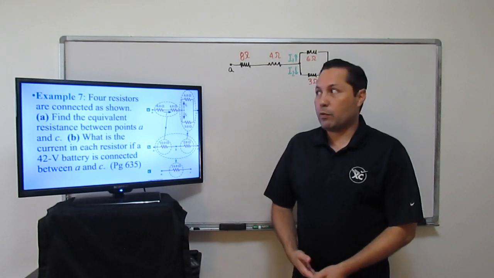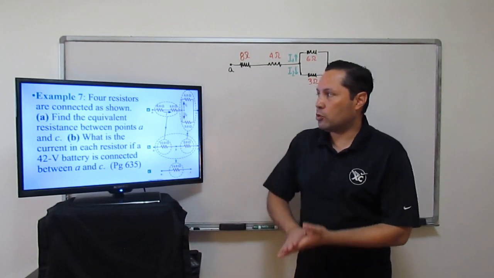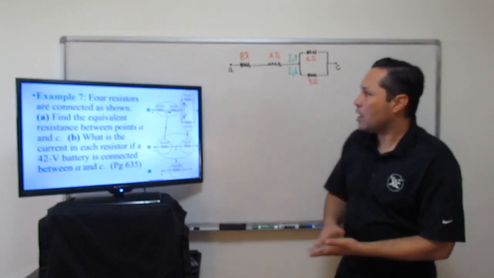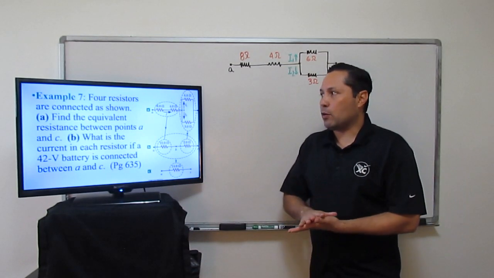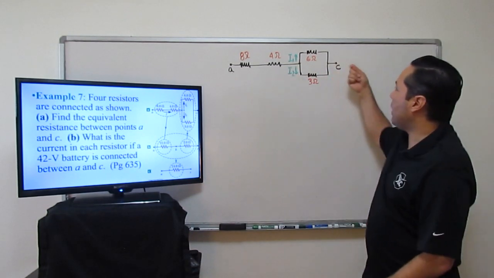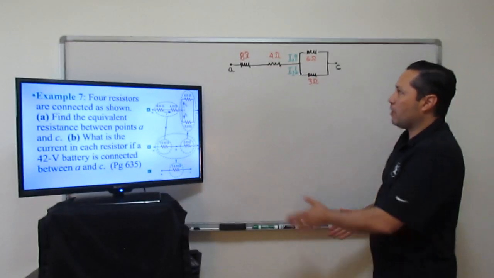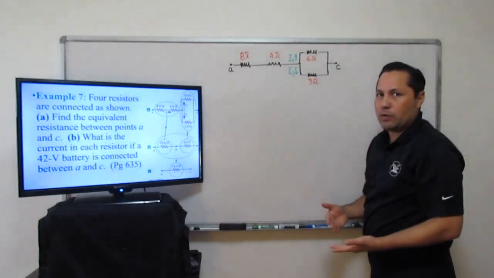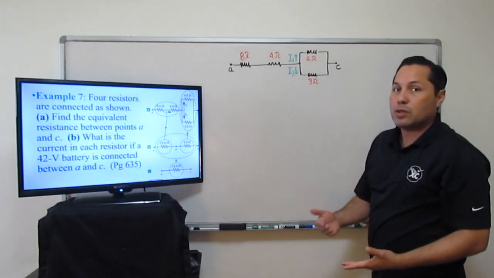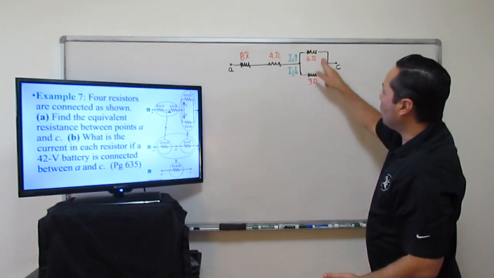In example 7, we're asked the following question. 4 resistors are connected as shown here, and they ask you to find the equivalent resistance between point A and point C. All right, so we're going to go ahead and do that. Now, in this diagram, the first 2 resistors are in series. All you have to do is add them together to get the equivalent resistance. But the third one is in parallel.